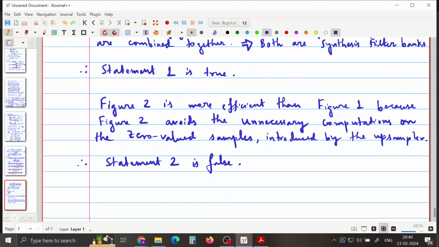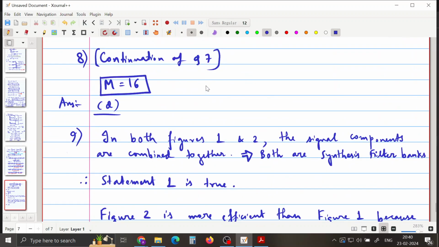And that actually leads us to the conclusion that statement 1 is true and statement 2 is false, which is matching with option B.